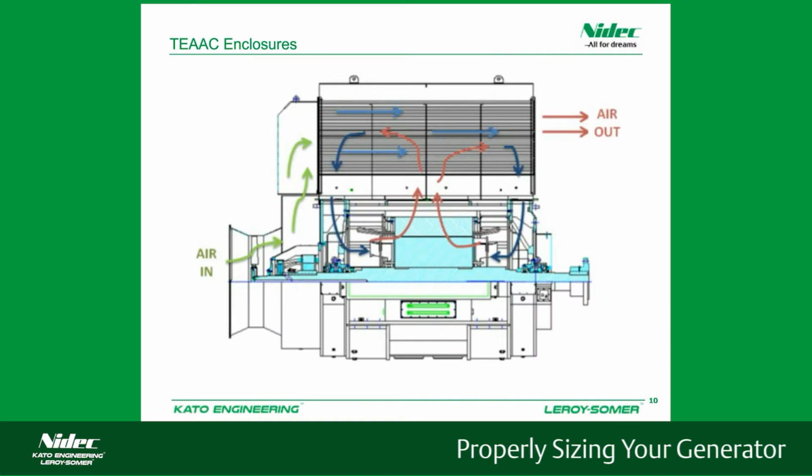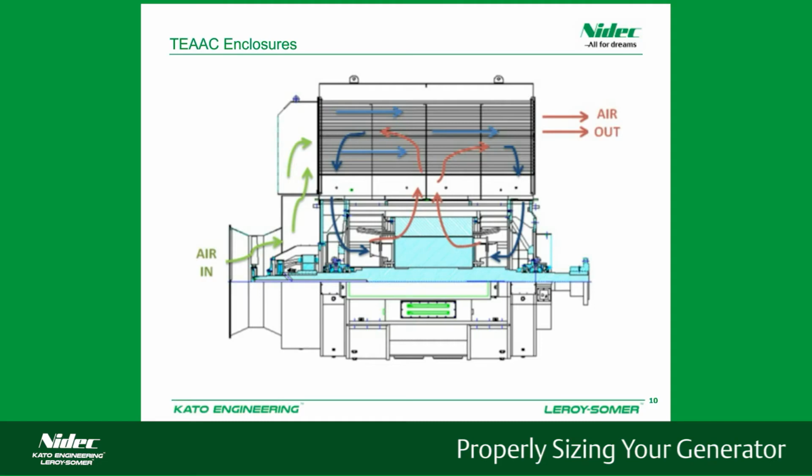So here we have a picture of how the TWAC will work. We have air coming in on the left-hand side with the green arrows, going up to our air ducts sitting on top of the generator and flowing straight through by the lighter blue colored arrows. So the outside air is never touching the core, the coils, anything like that, and then going out.